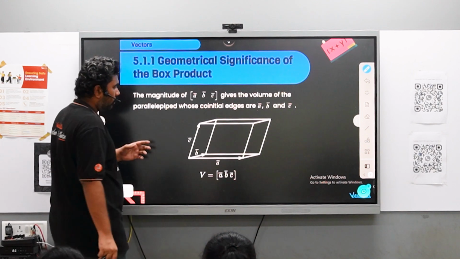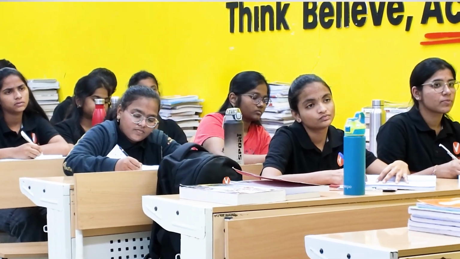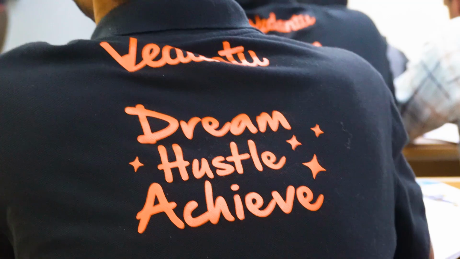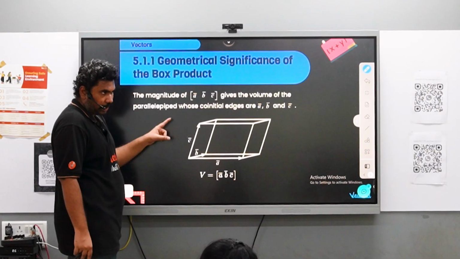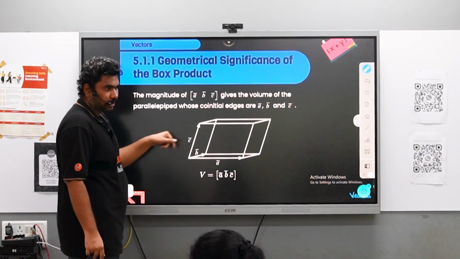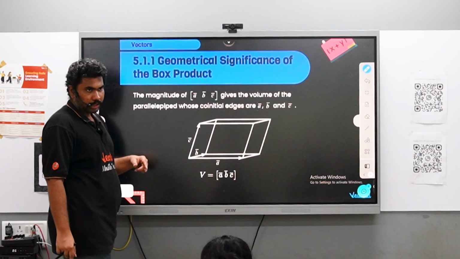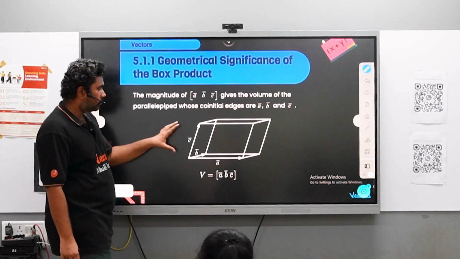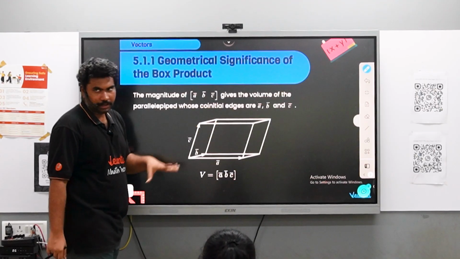So this is a very important one. The volume of this parallelepiped is the box product of A, B, C. A, B, C you can take as the adjacent sides with the same initial point. So this is basically generating that whole parallelepiped.